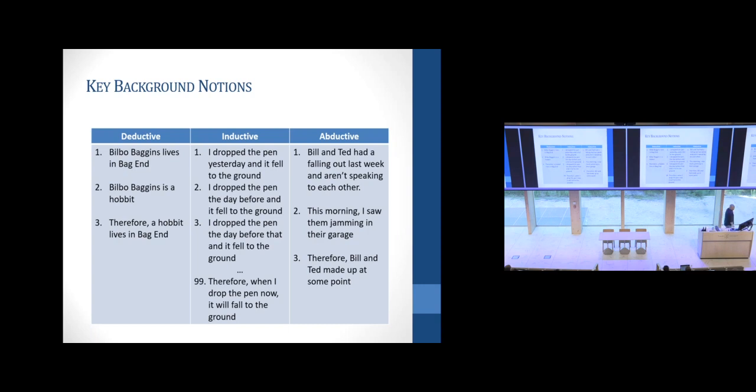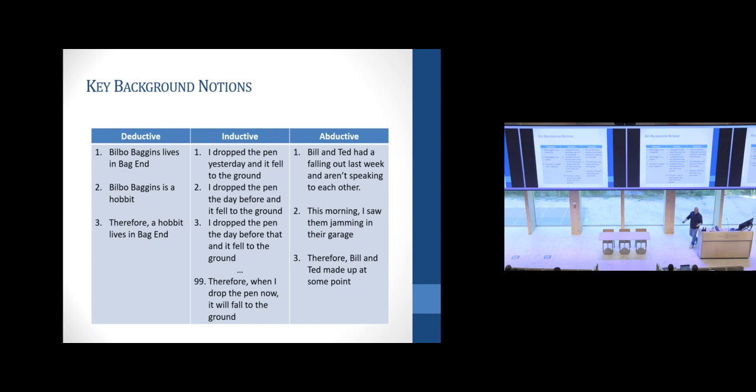So first thing I want to do is distinguish between three different types of arguments that you may or may not have heard of. So here's a first kind of argument. We'll call them a deductive argument. This is our first column on the left there. Right. Bilbo lives in Bag End. Bilbo is a hobbit, therefore a hobbit lives in Bag End. This is the same kind of thing that we've just seen, right? Every argument we've seen so far has been what we'll call a deductive argument.